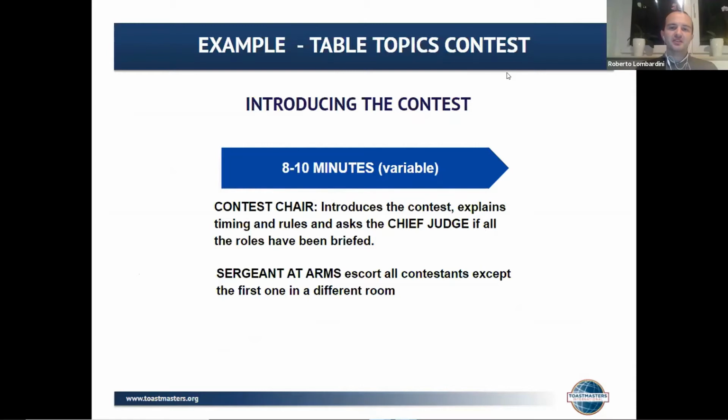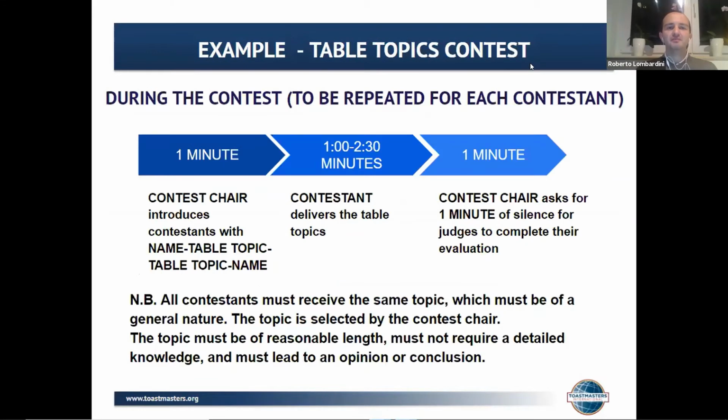Table topics: what's the difference is that the contestants go out at the beginning, except the first one, and then the contest chair introduces all the contestants, in this case telling name and table topic. One thing about the table topic that is also written in the rule book, it should be very simple, of a general nature, because the table topic chosen must be read the same for all the contestants.